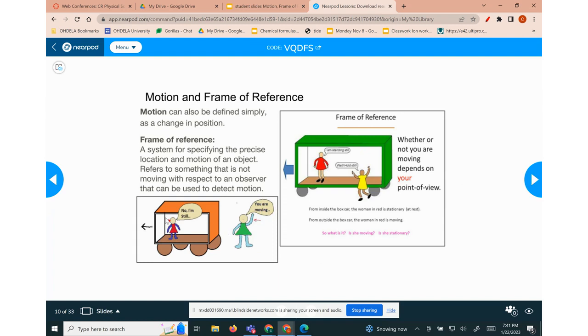So the person on the cart here says, no, I'm not moving, I'm still. And the other person says, no, you're moving. The cart is moving, but they are not. Okay. So whether or not you are moving depends on your point of view. That's why they say relative to your point of view. Someone outside of your reference of the moving cart thinks you're moving, but you are standing still. We feel like we're standing still on the earth, but the earth is rotating and it's moving around the sun.